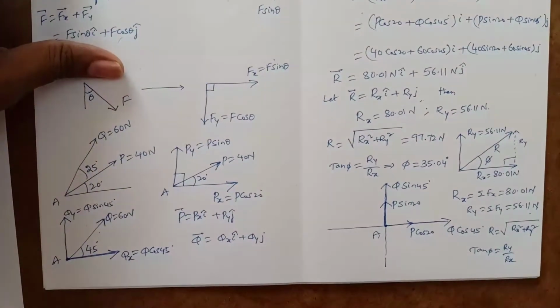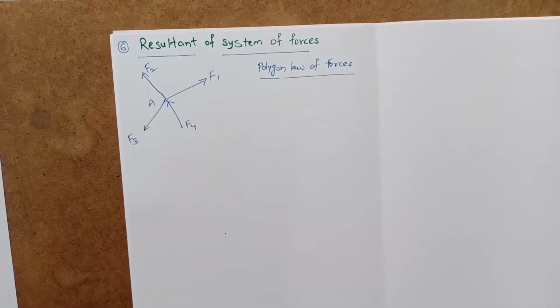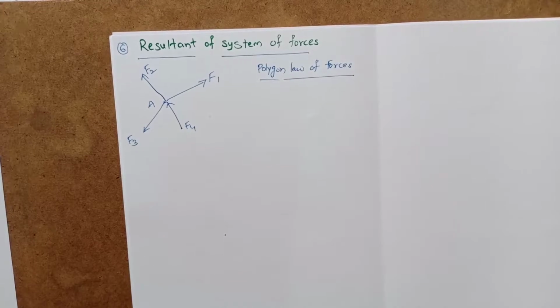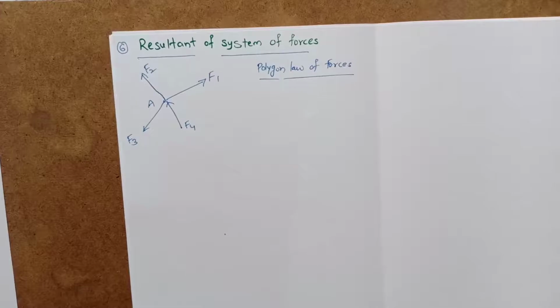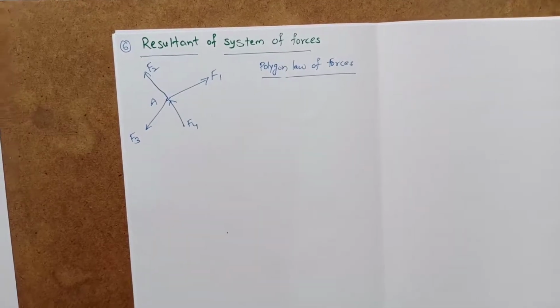Let us discuss more about this. Now let us discuss more about the resultant of a system of forces. Consider the figure shown here. Four forces F1, F2, F3 and F4 are acting on a body at point A. Now we can find out the resultant of this system of forces using the polygon law of forces. If there are only two forces, then we use the triangle law. If there are more than two forces, then we can use the polygon law. So how do we do it?